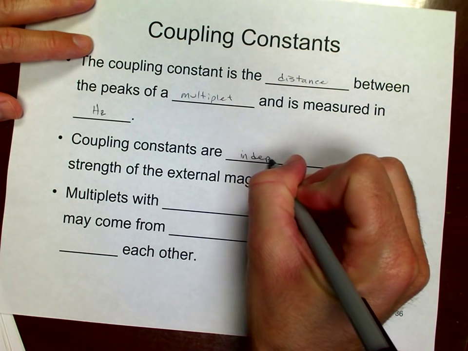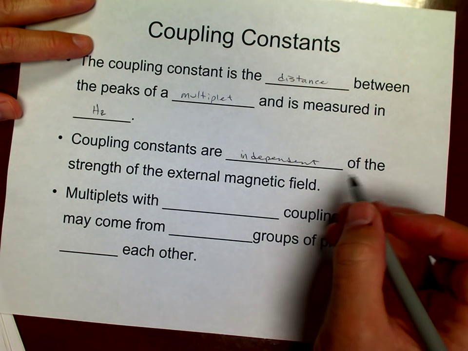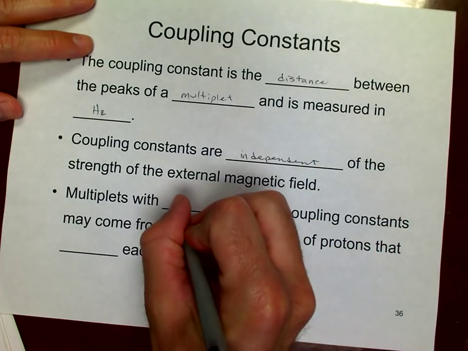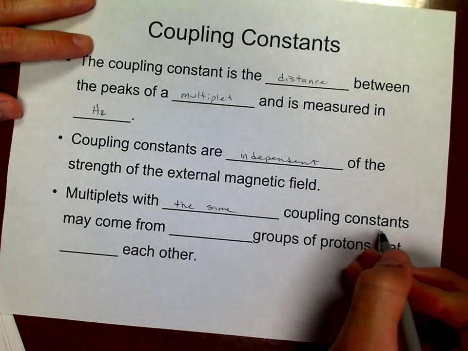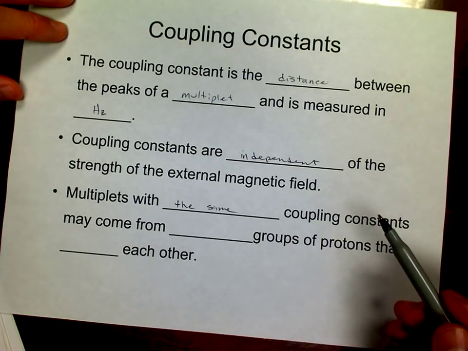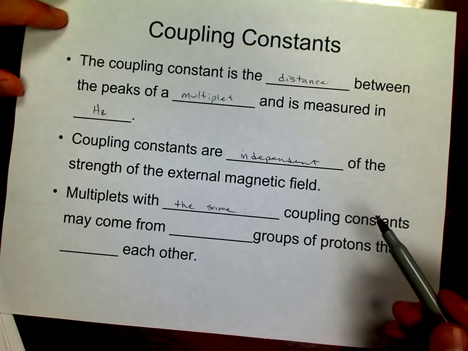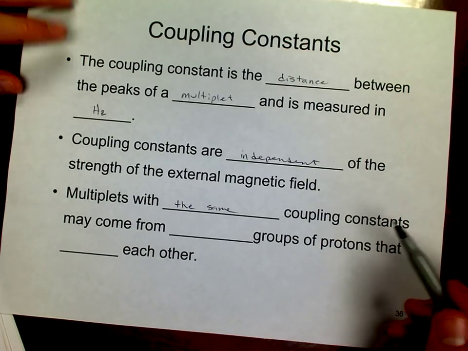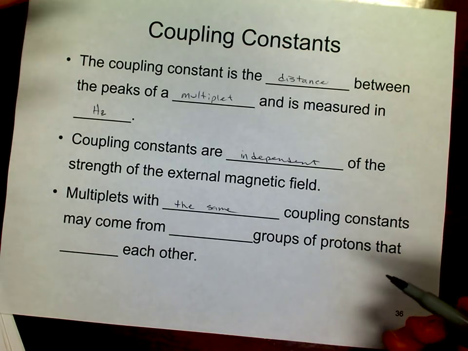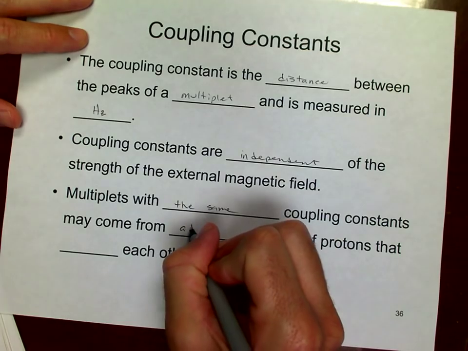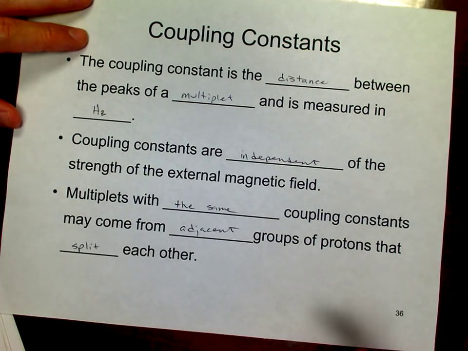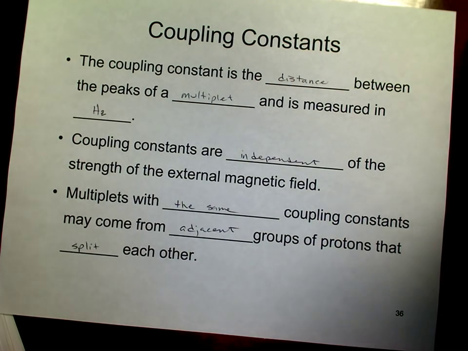So coupling constants are independent of the strength of the external field. So for multiplets with the same coupling constant, if you have a doublet in one part of the spectrum and a quartet in another part of the spectrum, and they have the same coupling constant, this gives clues that the protons represented by those signals may be adjacent to each other, and they are splitting each other. That's why their coupling constants match.